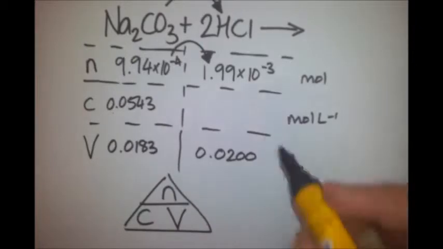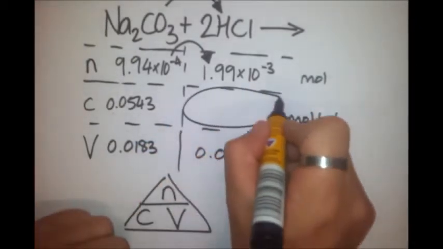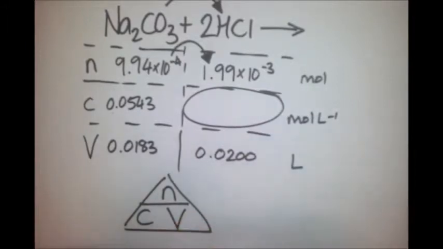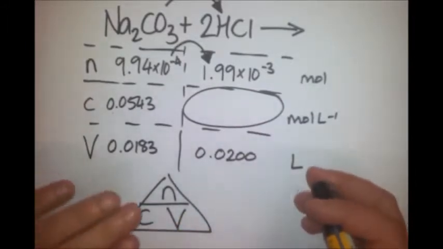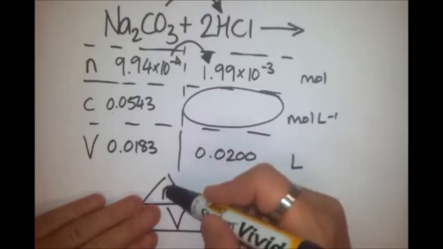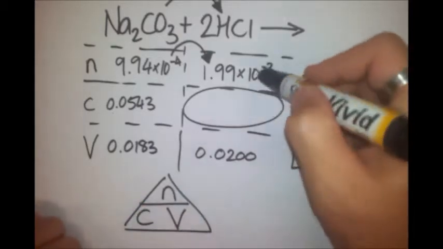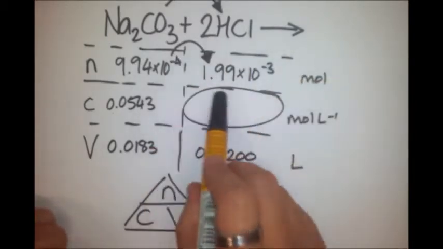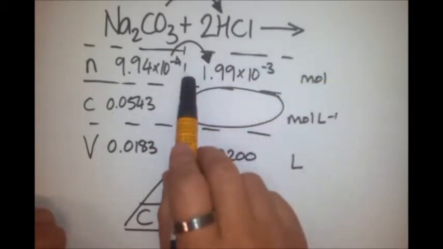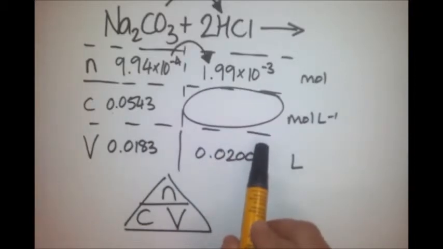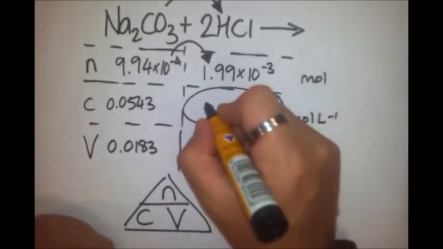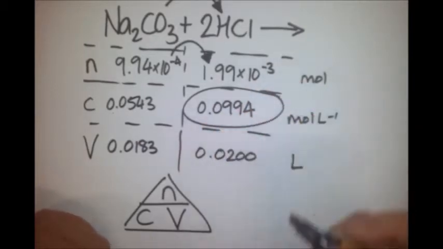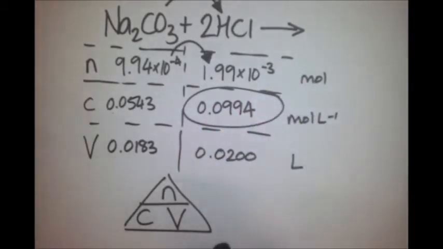Now the question would have been asking us to find this value here, the concentration of the unknown hydrochloric acid. So again, I go down to my triangle and I cover what I'm trying to find, and I see that it gives me N over V. Well, I have those. There's my N and there's my V. So I put this number here, which I haven't taken out of my calculator. I divide it by 0.02 and I get 0.0994 moles per litre. And now I've actually got my answer.